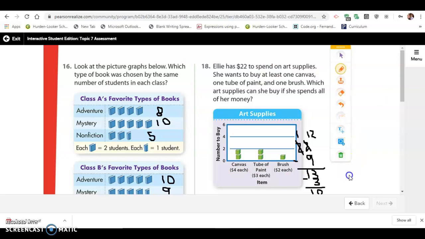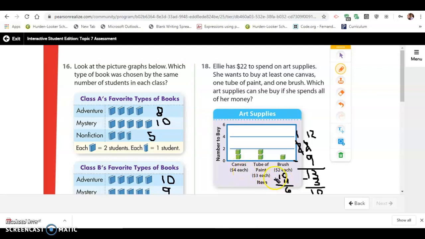So 10 minus 4 equals 6. So now I have $6 left. So I have $6. I can either buy 3 more brushes, since 2 times 3 gives me 6, or I can still split it between the canvas and the brush.